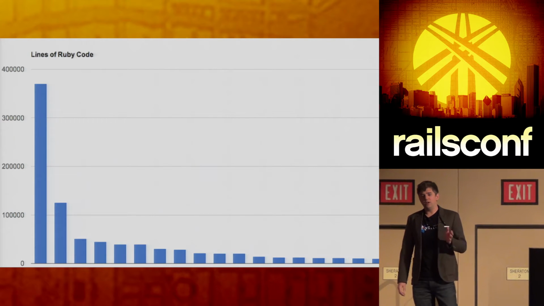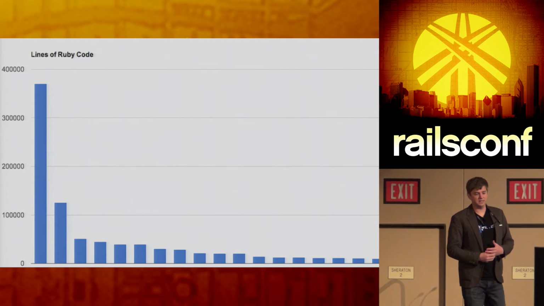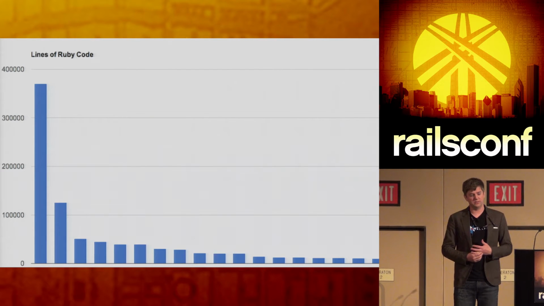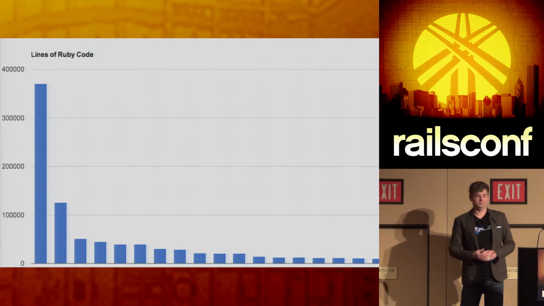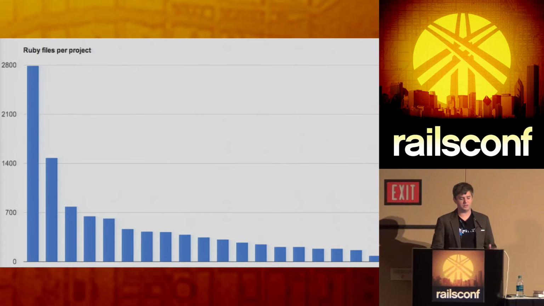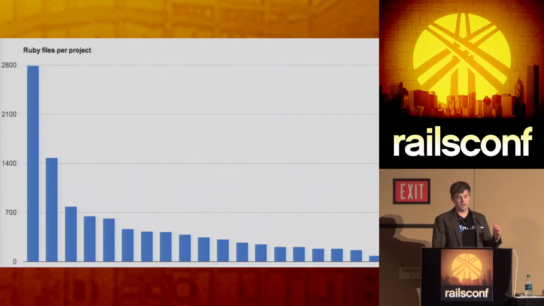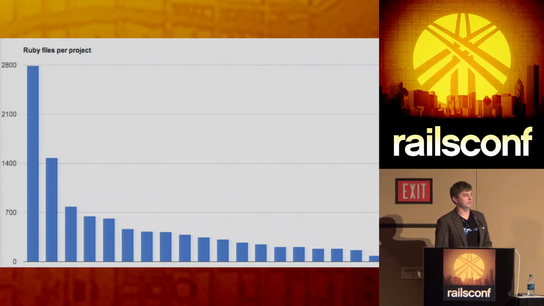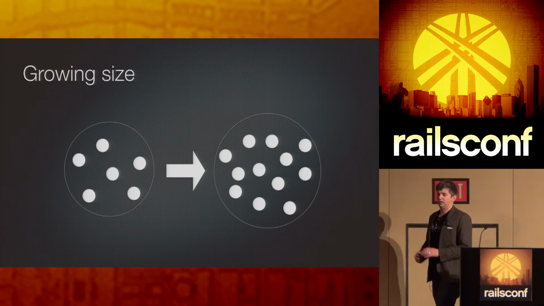As you can see, they're not all the same interpretation of big. We're going from about 400,000 lines of code to still in the thousands. If you look at the files, same picture: thousands of files for the biggest apps, and still hundreds for the smaller ones. I'll accept that as big, and I hope you will too.